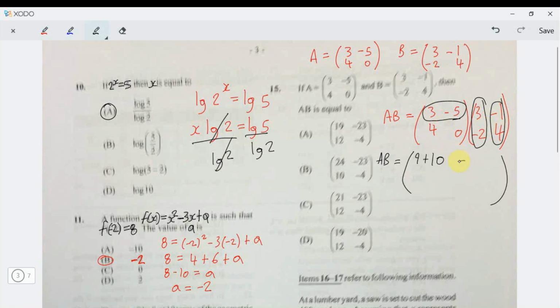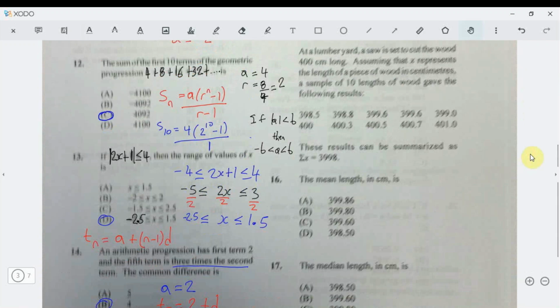Then now we go first row by second column of the second matrix. 3 times negative 1 is negative 3, plus negative 5 times 4, that's negative 20. Then we need now 4 times 3 is 12, plus 0 times negative 2, that's 0. Then finally 4 times negative 1 is negative 4, plus 0 times 4, which is 0. So A times B works out to be 19, negative 23, 12, negative 4. That is, of course, option A. Nice.